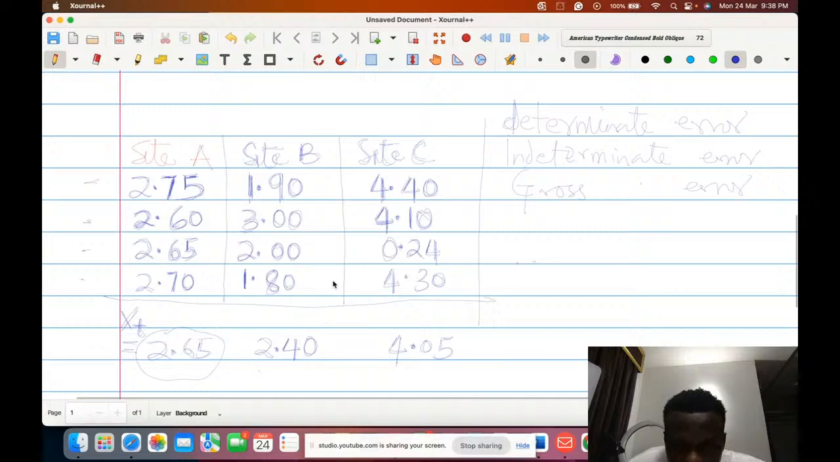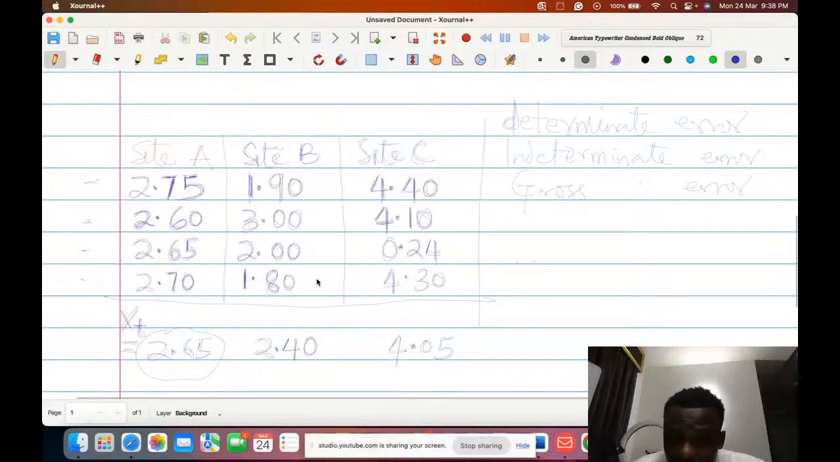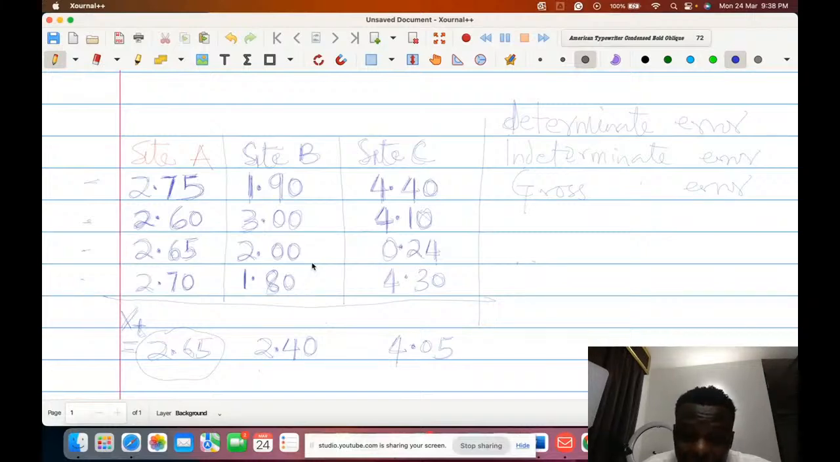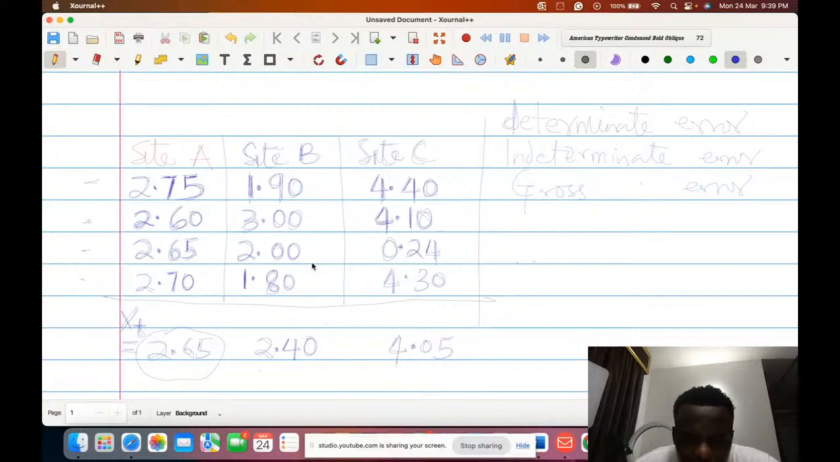So site B obviously is not determinate error, because for determinate errors, the values should be close to the true value. As you can see, these values are scattered. So obviously they are not determinate errors. What characterizes site B is indeterminate error. The error found in site B can be said to be indeterminate because the values are randomly scattered, or randomly spread. Remember, indeterminate error is also known as random error. When something is referred to as random error, the values are randomly scattered.